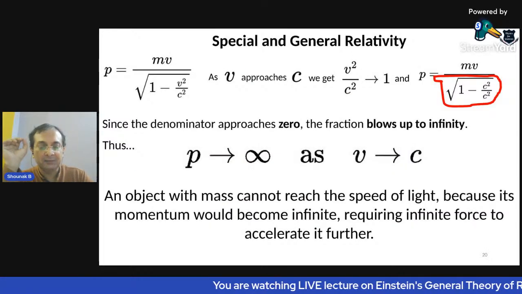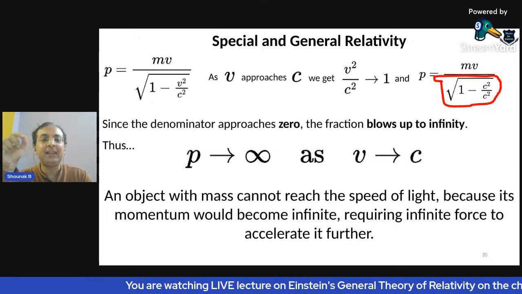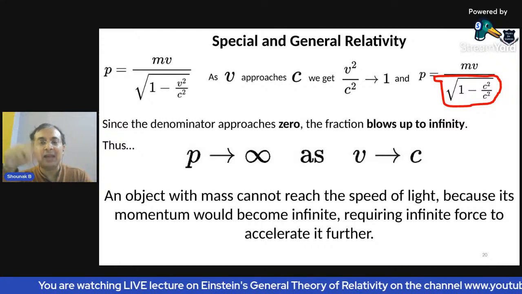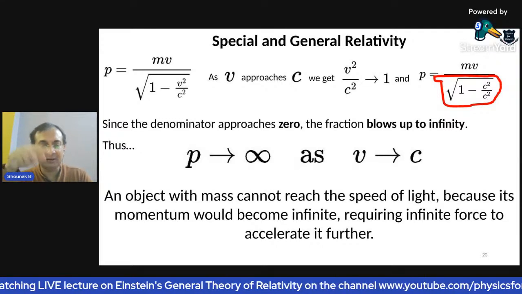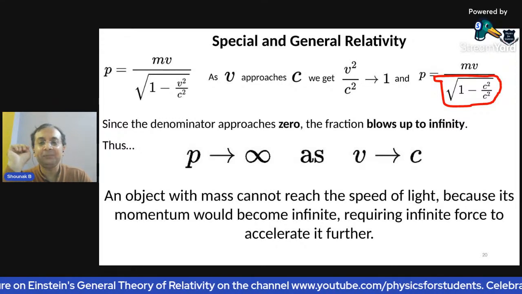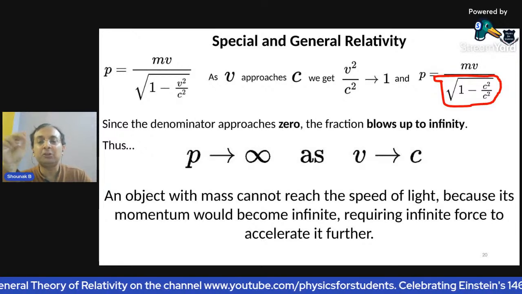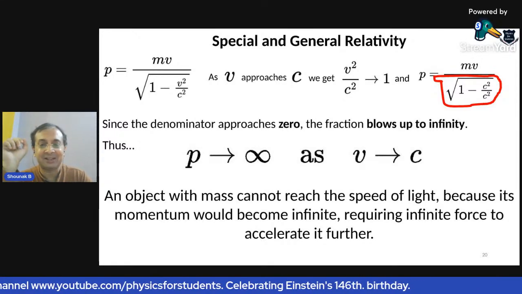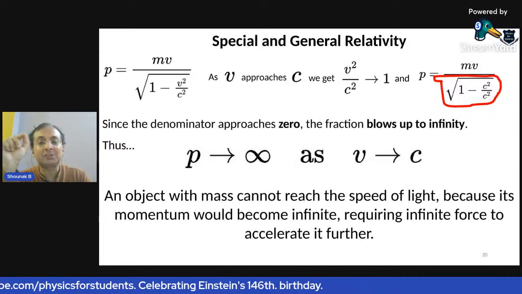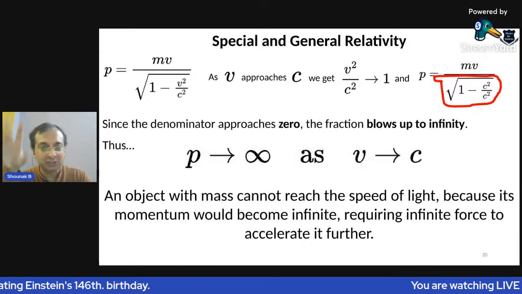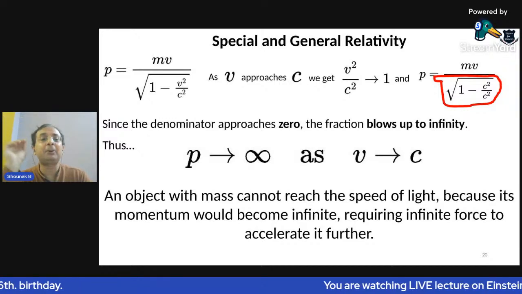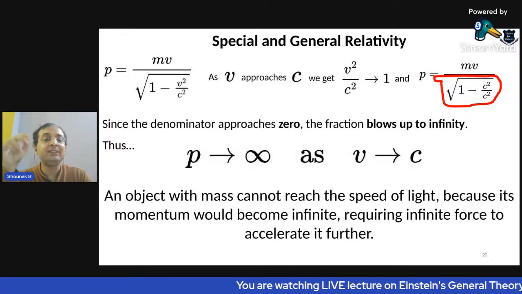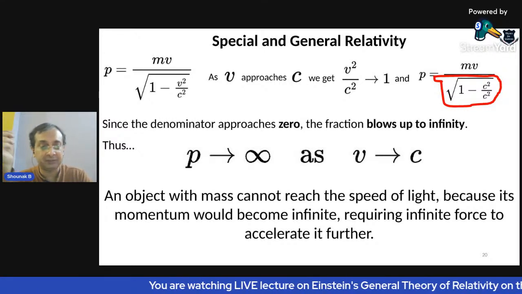Now as v approaches c, what do we get? We substitute the value, that is, instead of v, we write c. Now you see what happens. p equals mv times 1 upon the square root of 1 minus c squared by c squared. The c squared cancels off, and what we get is 1 minus 1, the square root of 1 minus 1. That is 0, the square root of 0. Anything upon 0, what is that? It is undefined. It blows up to infinity.